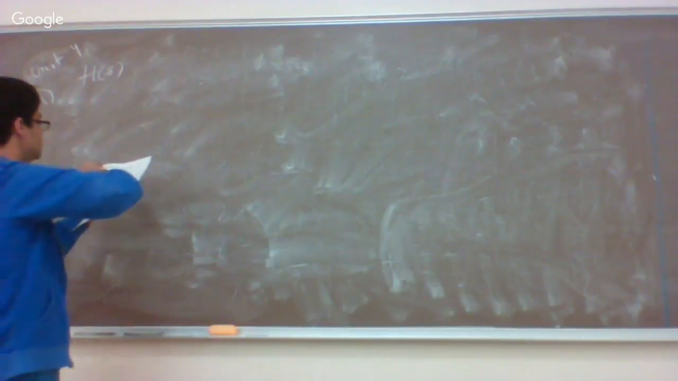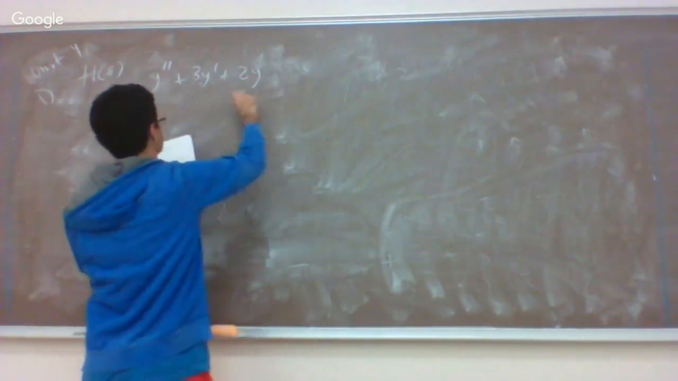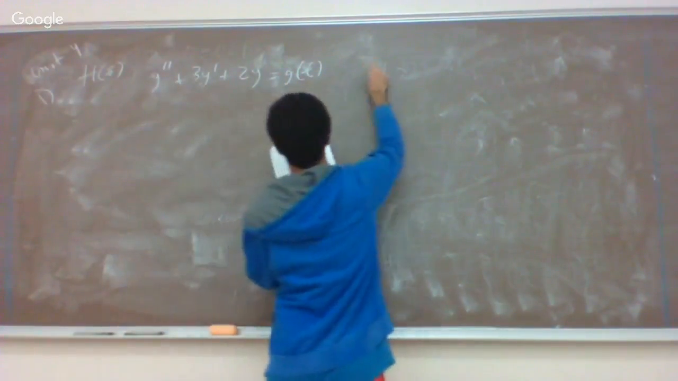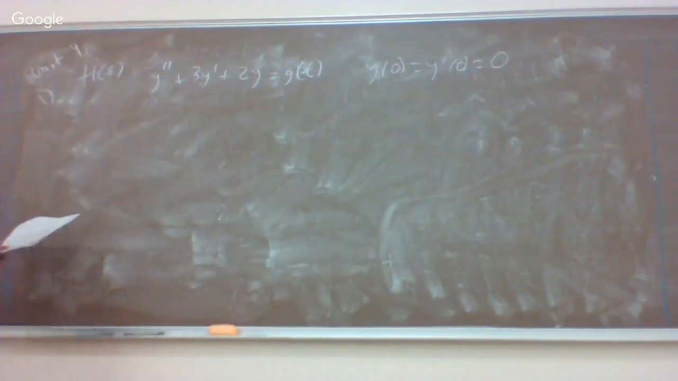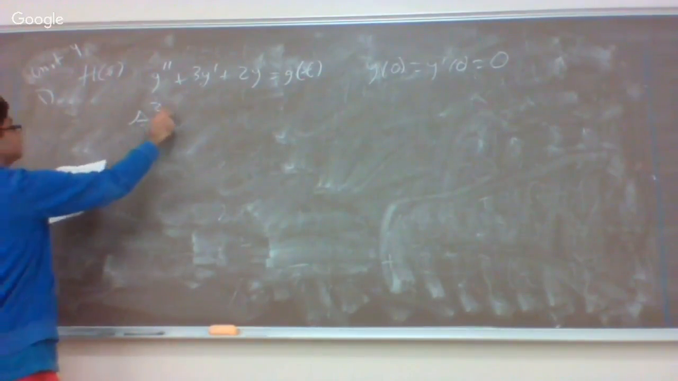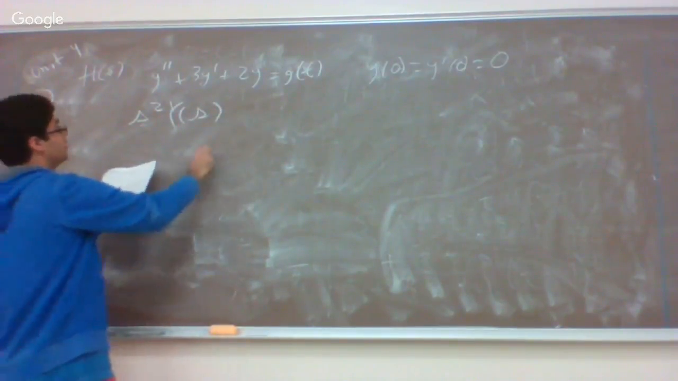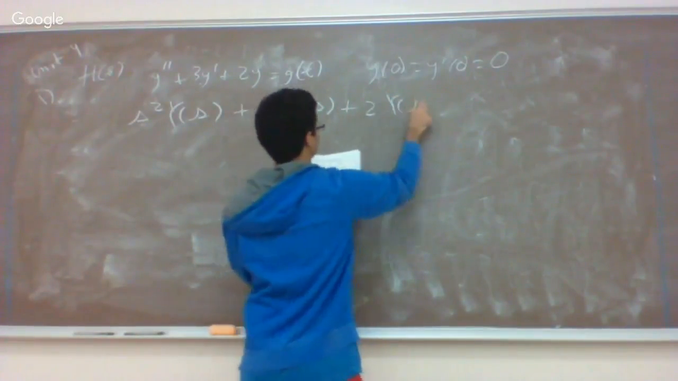All right, this is unit 4, number 1 from the old example. We have to find the transfer function H of s. So I have y double prime plus 3y prime plus 2y equal to g of t. Y of 0 is equal to y prime of 0 equal to 0. Transfer functions are in the S domain. S squared Y of s, since the rest of them are 0, not necessary to write them down, plus 3s Y of s plus 2 Y of s.